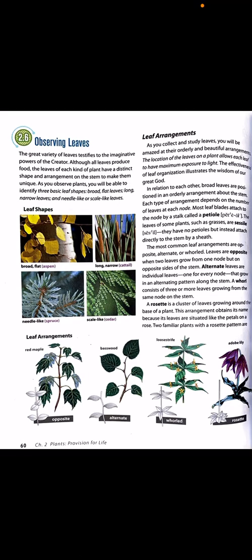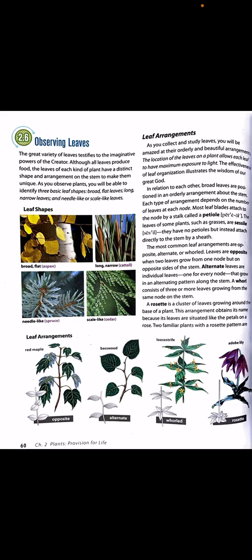7th grade science, chapter 2, section 6, observing leaves. The great variety of leaves testifies to the imaginative powers of the Creator. Although all leaves produce food, the leaves of each kind of plant have a distinct shape and arrangement on the stem to make them unique.